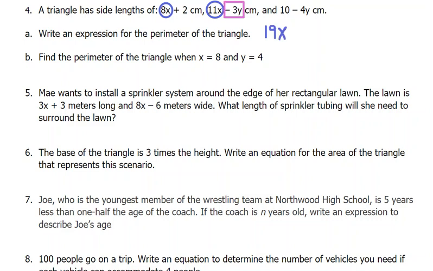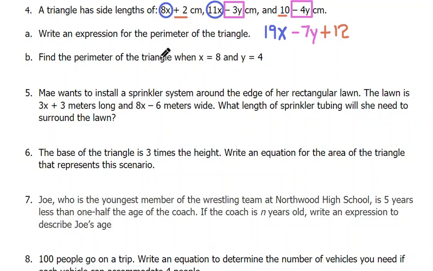Then I can see my y's. I see I have a negative 3y and a minus 4y. Negative 3 minus 4 would give me negative 7y. And then I have my constants. I have a plus 2 and I have a 10. If I do 2 plus 10, that would give me 12. And there's my expression, 19x minus 7y plus 12.